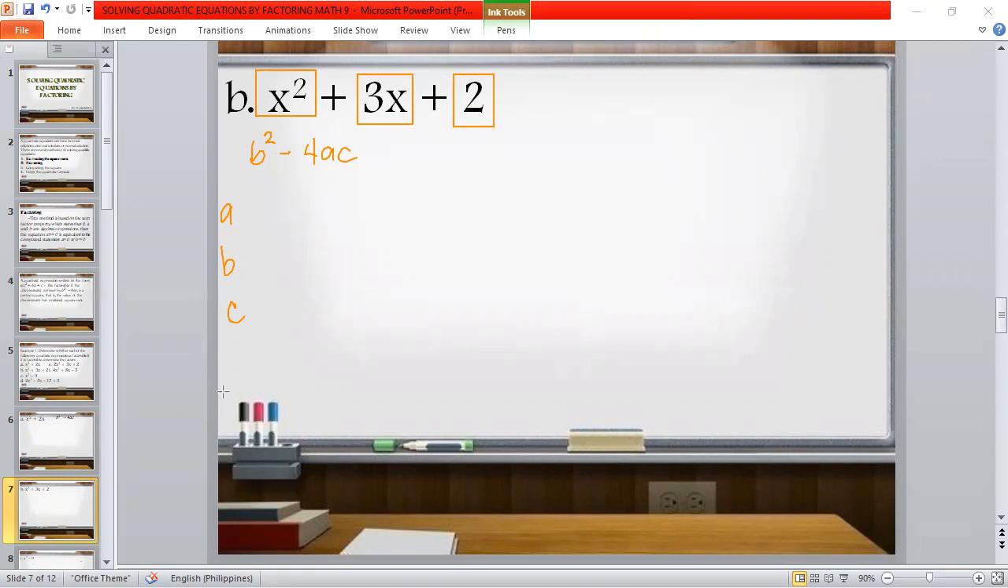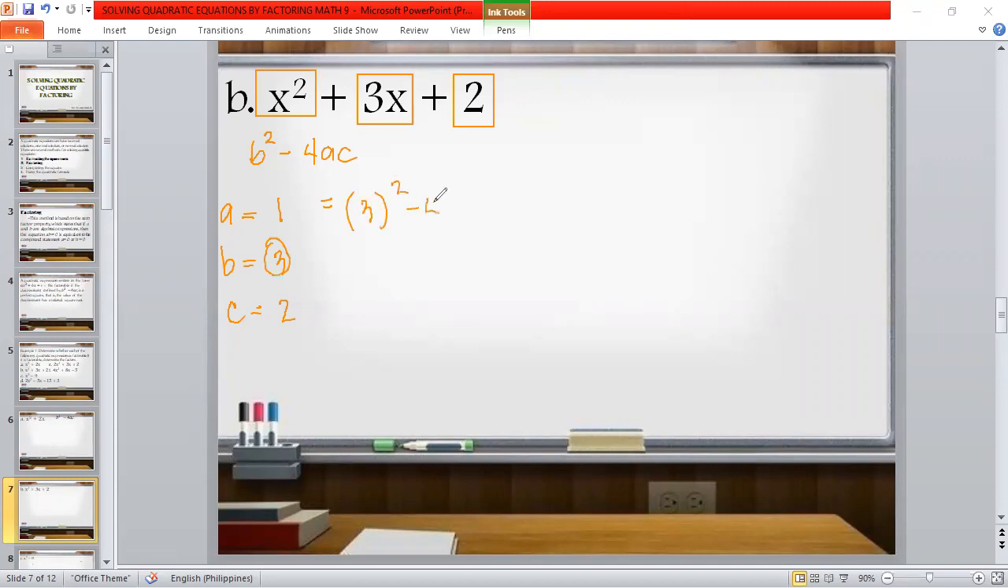Okay, so now let's identify the values. Okay, so A is 1 because there's an invisible 1 there, 1. And then B is 3 and C is 2. Okay, so now using the formula that we have, the B squared minus 4AC, we can substitute these values po sa ating formula. So B squared minus 4AC, what is the value of B? So we have 3, yes, the value of B is 3.